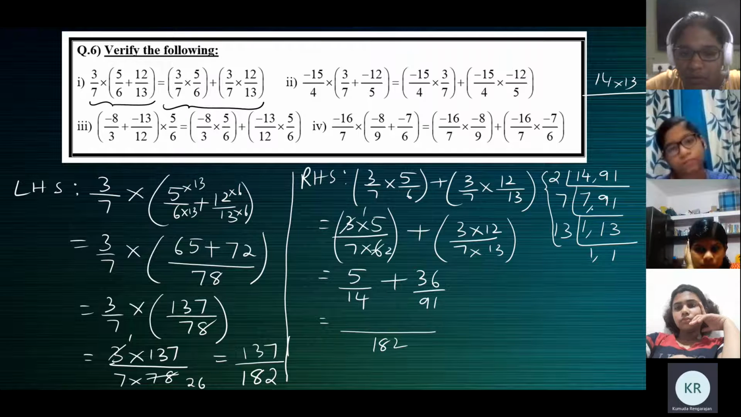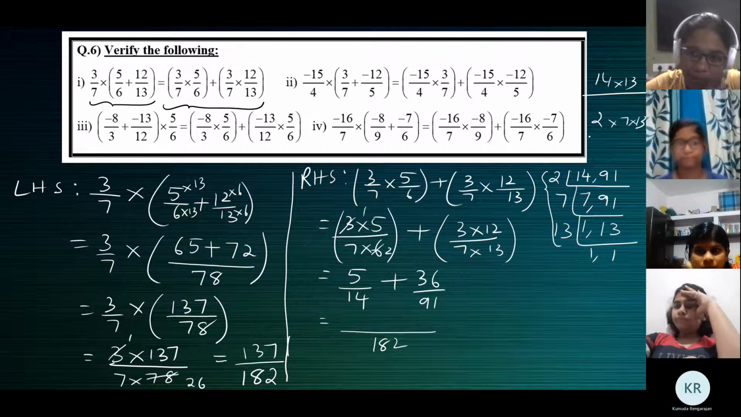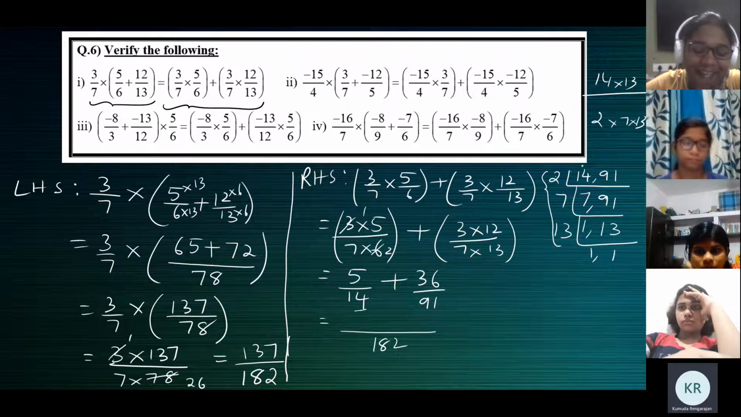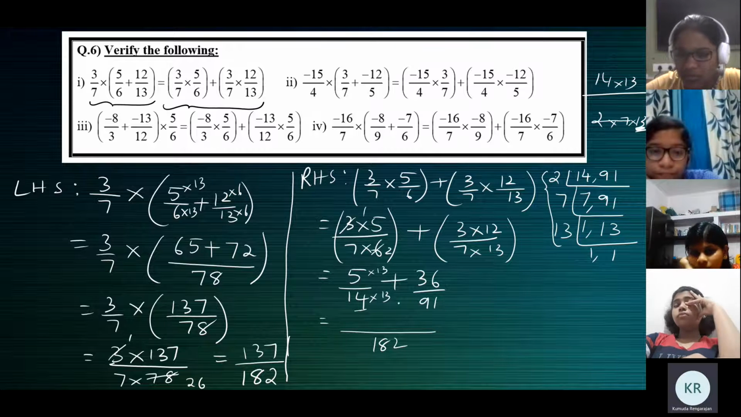See this LCM process. How will you get 14? 2 into 7 is 14, right? So take away these two numbers. See, 2 into 7 into 13 we have. Now we have 14 here. Take away 14, 2 7s are 14. So into 13 it is. 14 into 13 is 182. Did I explain it? Do you understand?